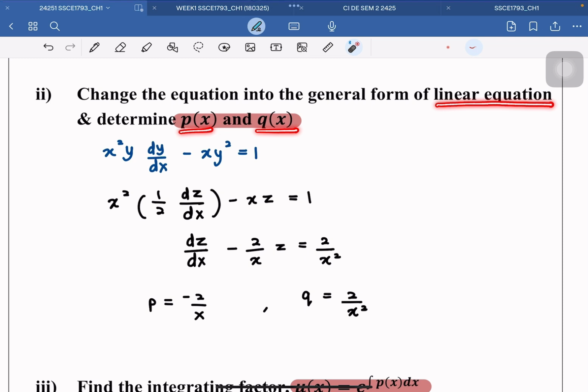Okay, so the next step is we have to change the equation into general forms of linear equation and determine the px and qx. The keyword here is, before we determine the px and qx, we have to make the equation until we get it in the form of a linear equation. We know that the y dy dx here is equivalent to this part, right? So you just substitute it back, and then you have to divide the equation with x square.